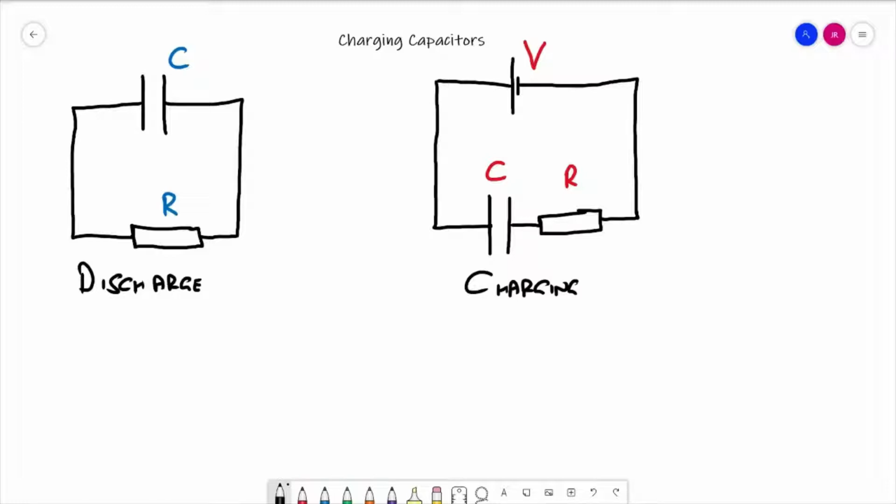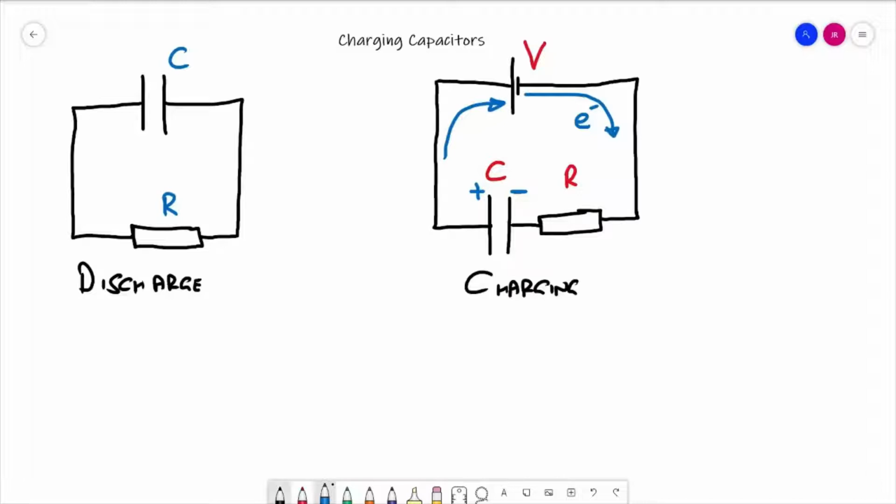Now let's just remind ourselves of what's going to happen when we charge. We know that conventional current always flows positive to negative, but that means the electrons are going to flow negative to positive. In other words, it's this end of the capacitor that will end up negatively charged, and this side of the capacitor that will end up positively charged.